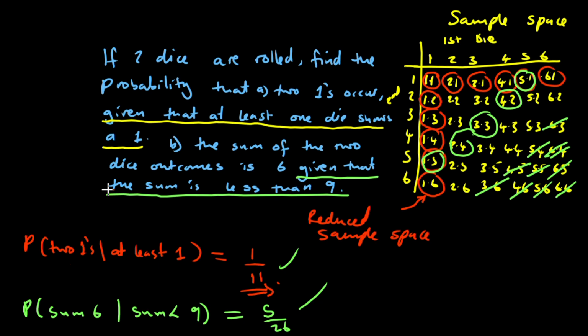So I hope you understood clearly what it means to have a conditional probability, that the condition is just going to restrict your sample space. Hope you understand.